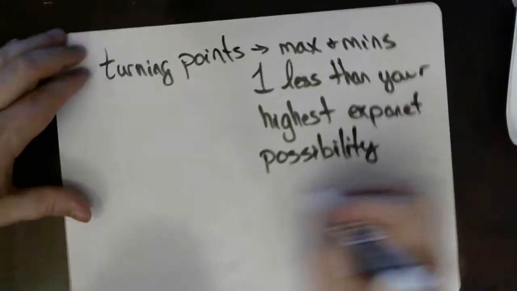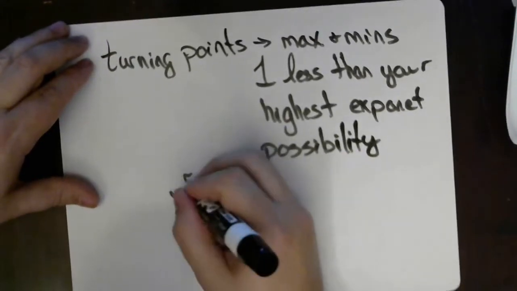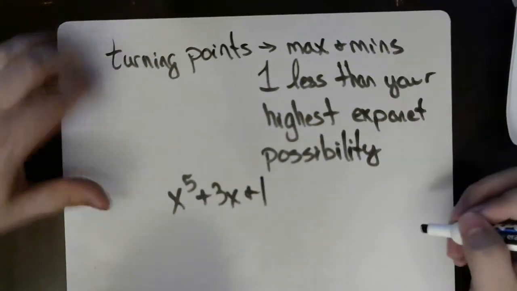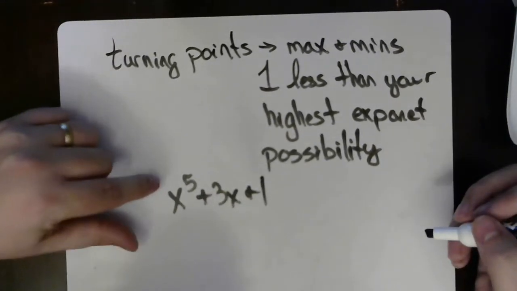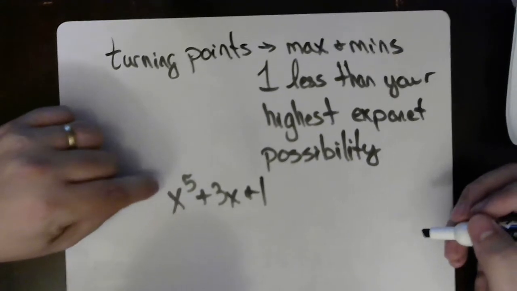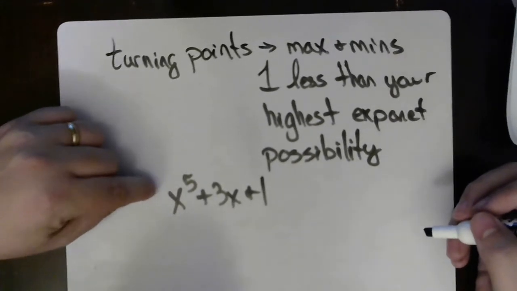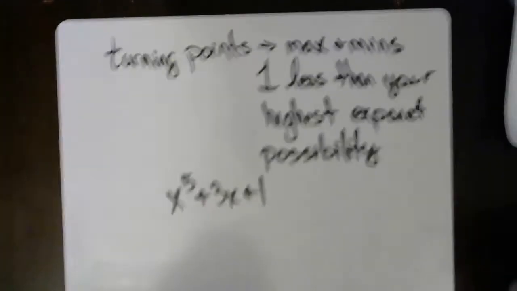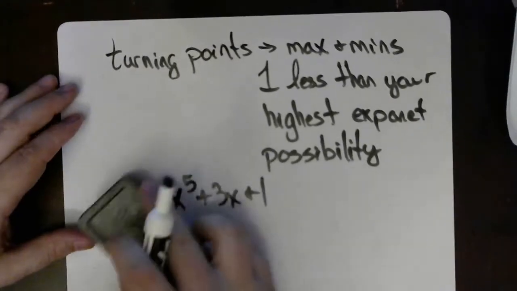And what that means is if I have x to the fifth plus 3x plus 1, there is a possibility that there are 4 turning points here. It's not necessary that there will be, but there's a possibility. So that really helps us out a lot. If we looked at our end behavior, this kind of tells us how I was able to graph it.